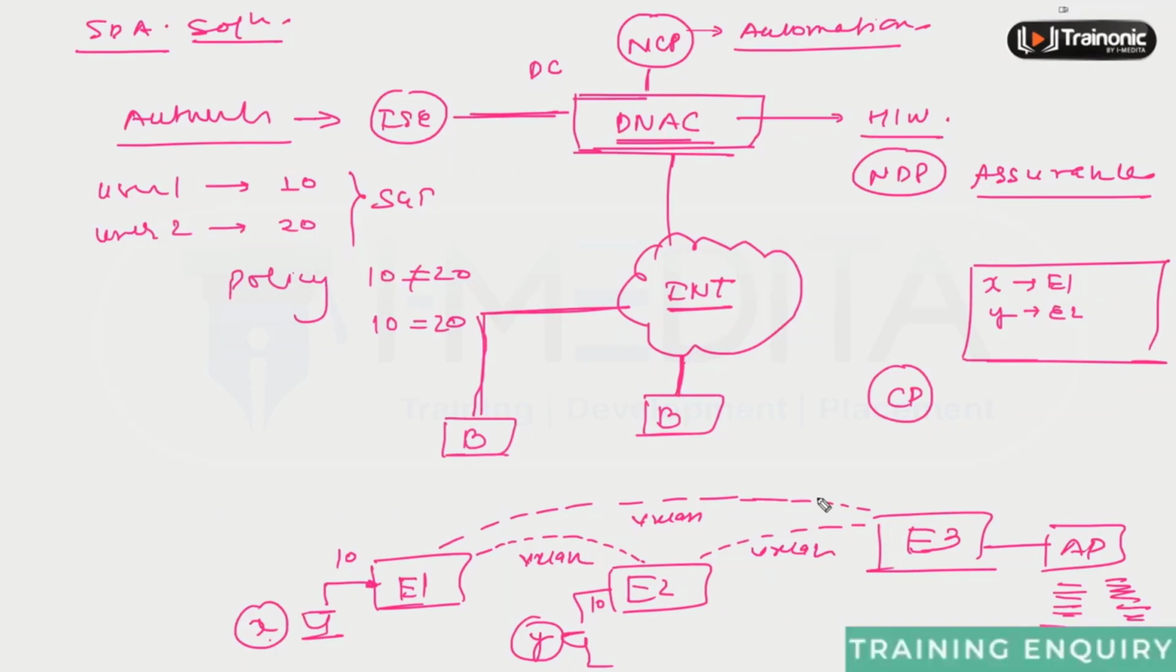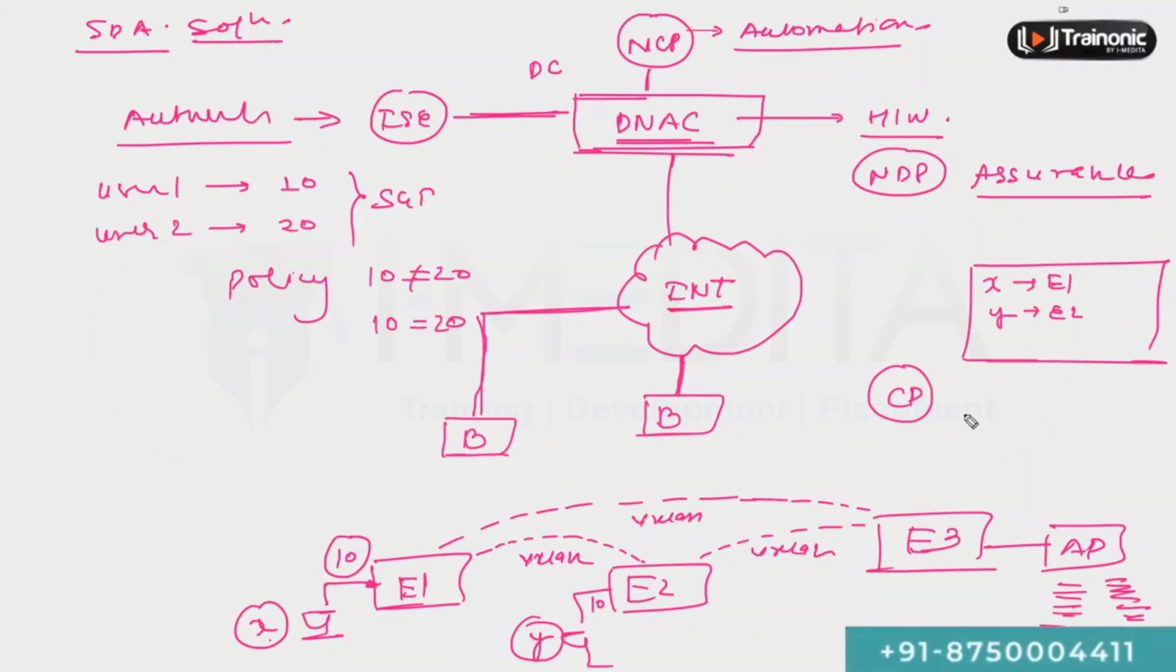VXLAN provides an encapsulation method to send the traffic from one S device to another S device over a layer 3 network. Remember, we talked about that: all these S devices that are connected to each other have layer 3 connectivity. And over the layer 3 network, we can still send our traffic from one VLAN to another VLAN. VXLAN provides us that functionality.